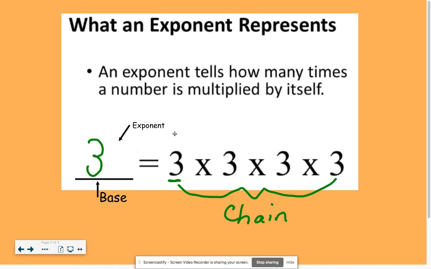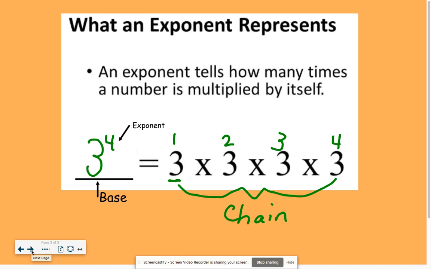Now what we have to do is count how many times. 1 time, 2 times, 3 times, 4 times. 3 is getting multiplied by itself 4 times. So the exponent, the small little number in the sky, is going to be 4. So this is 3 to the 4th power.